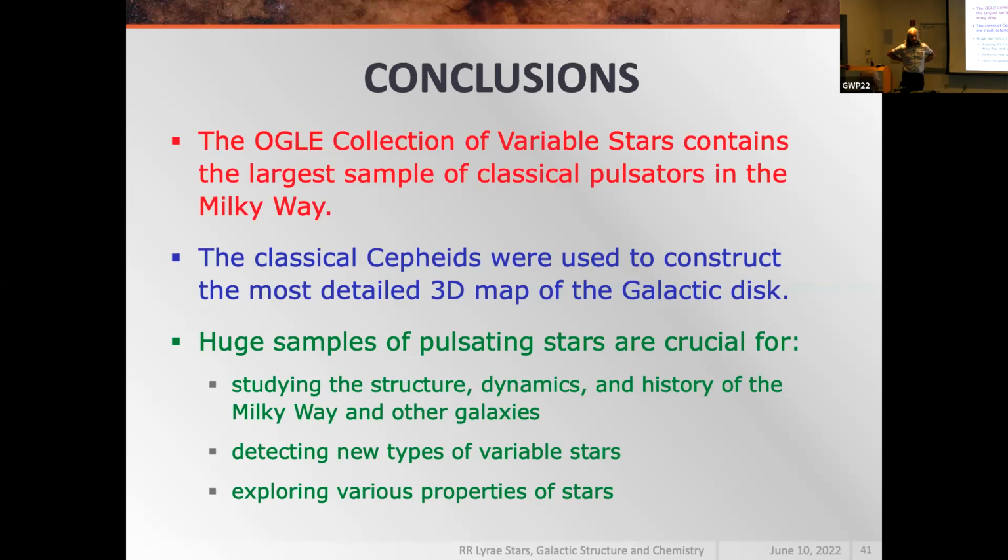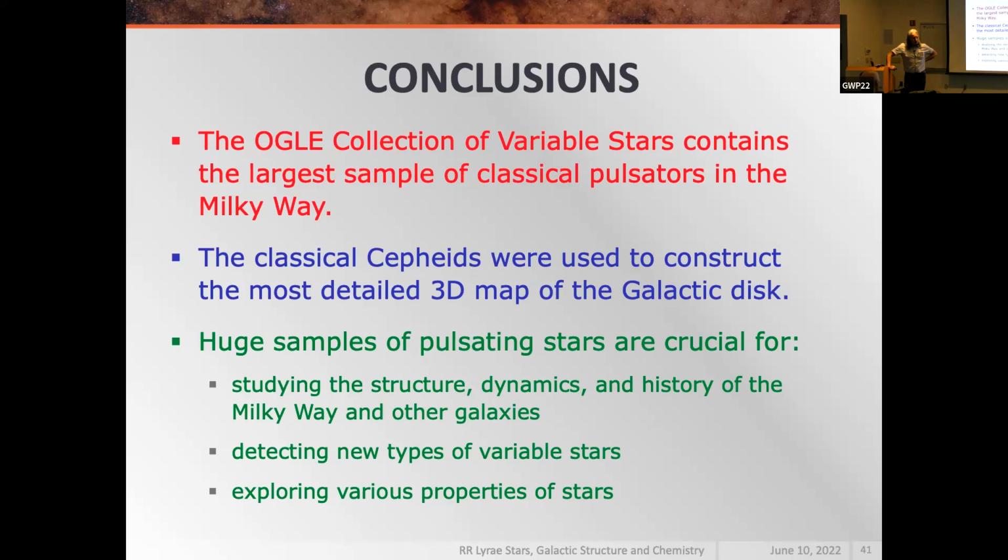You didn't discuss the distinction between identification of RR type C variables and delta Scuti stars. How do you distinguish between them? Yeah, using the Fourier parameters, I didn't show you the Fourier parameters. Generally, it's a bigger problem for first overtone pulsators because the distinction is not so clear as in fundamental mode pulsators.